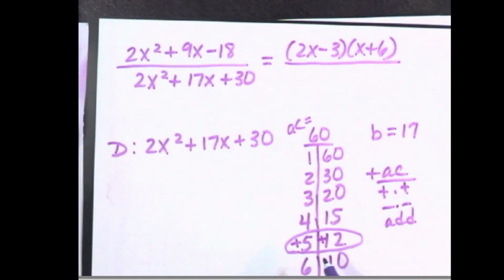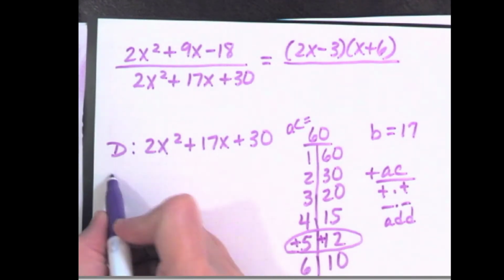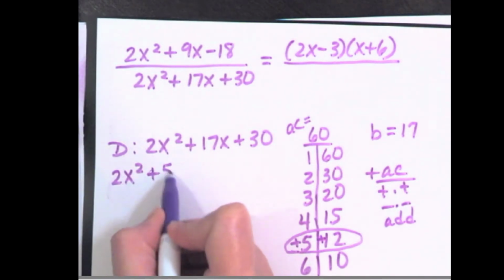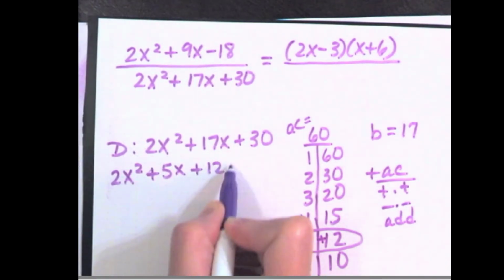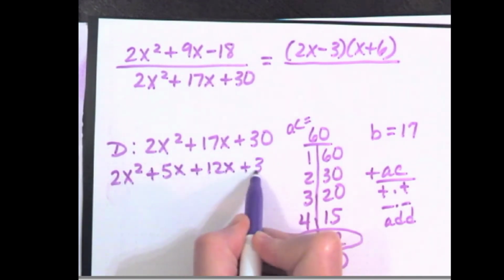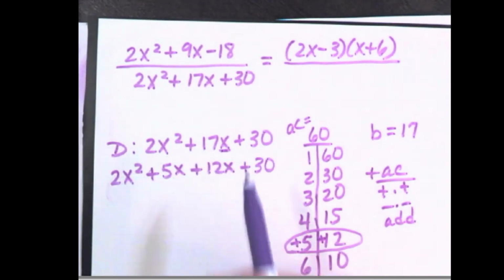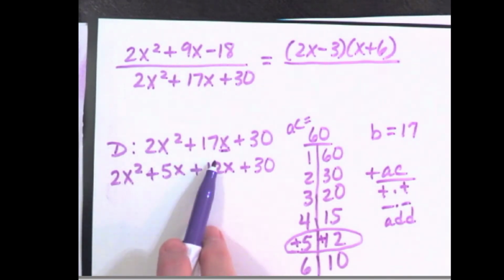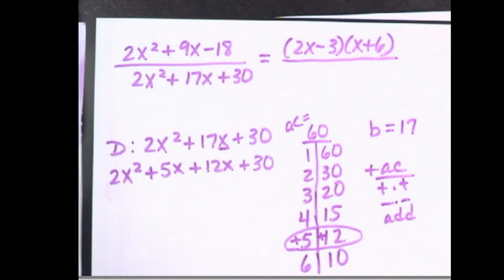So what I do next is I replace the middle term with these two terms. So that'll be 5x and 12x. Okay, so that variable determines what your two new middle term expressions will have for its variable. And then we could check that 5x and 12x is 17x. So we haven't changed its meaning. Now we're going to group it in pairs.